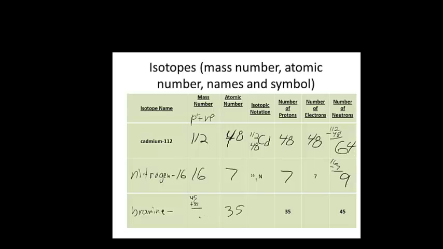So, to figure out mass number, it's protons plus neutrons. So here are my protons, here are my neutrons. Add them up, and we get a total of 80. So our mass number is 80. So this is bromine 80. So our isotopic symbol or notation is 80 over 35. Once again, mass number, atomic number. And number of electrons equals the number of protons, so 35. And that's how you do mass number, atomic number, names, and symbols.